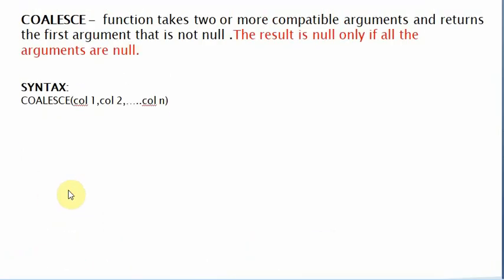Then we have the coalesce function, which takes two or more compatible arguments and returns the first argument that is not null. This result will be null only if all the arguments are null. So let's see a few examples. This is the syntax, coalesce, and we can provide multiple column values here.